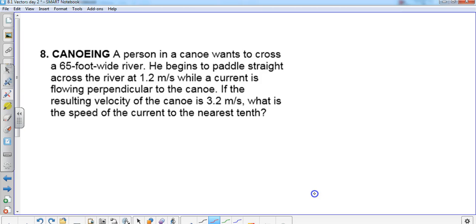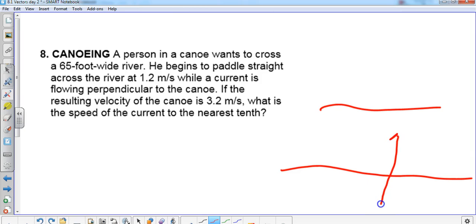All right, guys. Let's look at this question 8 real quick. A person in a canoe wants to cross a 65-foot river. He begins to paddle straight across. Okay, so here's the river. He's going straight across at 1.2 meters per second. The current is flowing perpendicular to the canoe, so the current is going this way. If the resulting velocity is 3.2, what is the speed of the current?